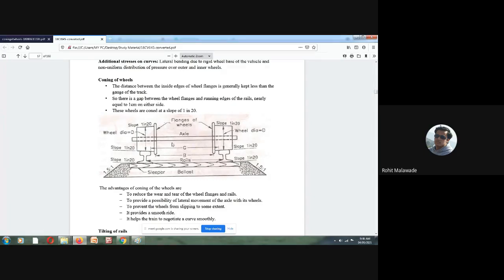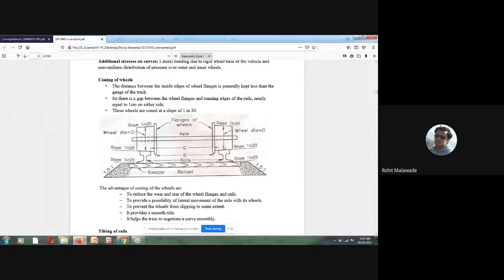In order to avoid the derailment when it is moving on a straight track, we have provided the flange, so that the wheels will not come out of the track. Also, the wear and tear on the rail and the flange, the rail and the wheel, will be less. And it helps to maintain the proper alignment of the rail wheels on a straight track.